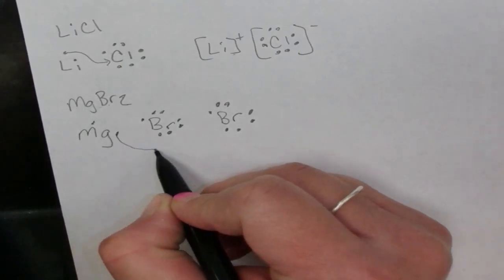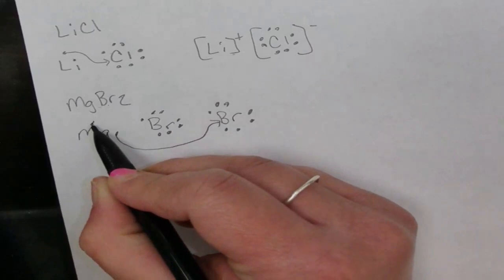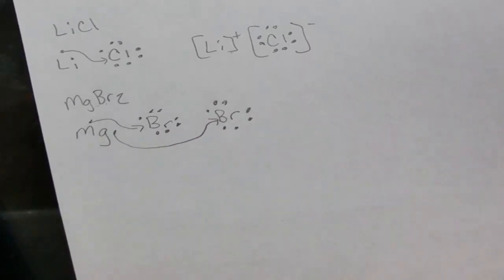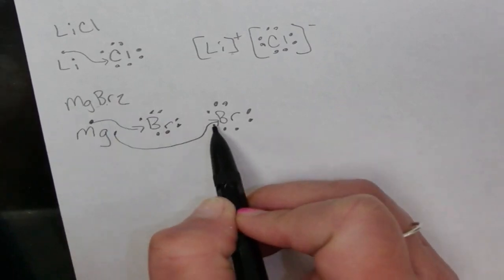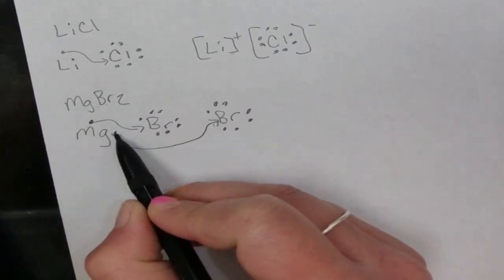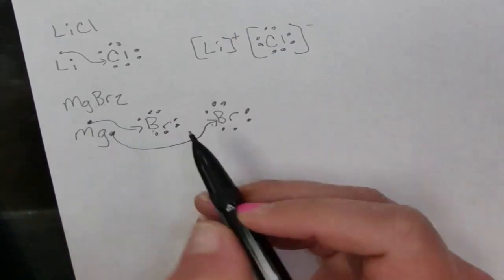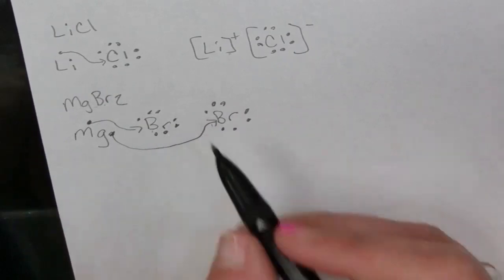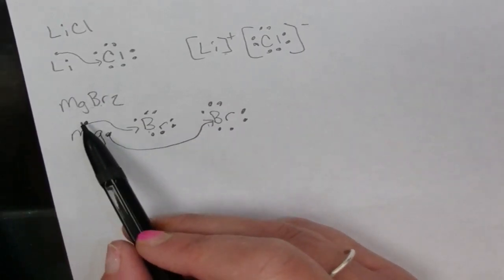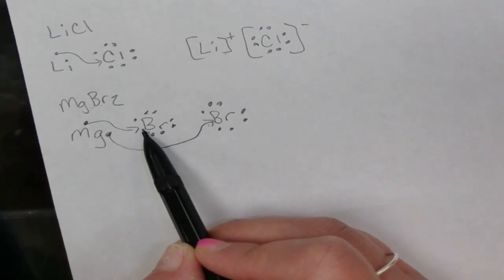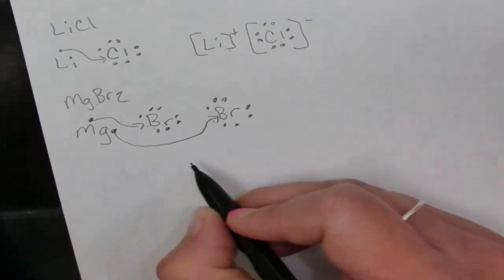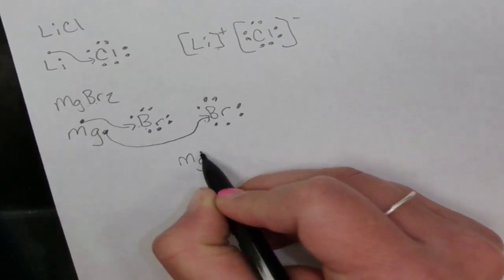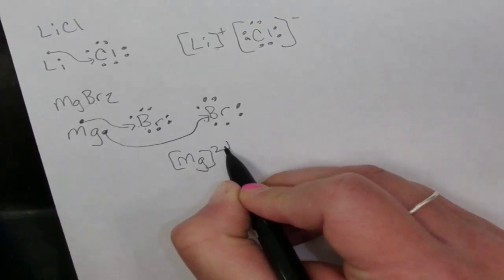Now, what's going to happen? Magnesium is going to donate 1 electron to each bromine. It does not matter. Honestly, we could have taken this top electron over to the second and this side electron to the first bromine. It really, truthfully, does not matter. What you need to show is there is a transfer of electrons to fulfill bromine's octet. Magnesium loses 2, making it a 2+.